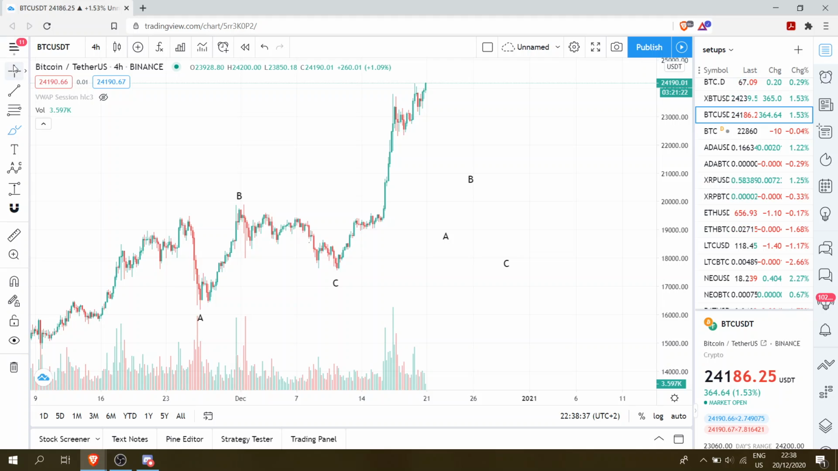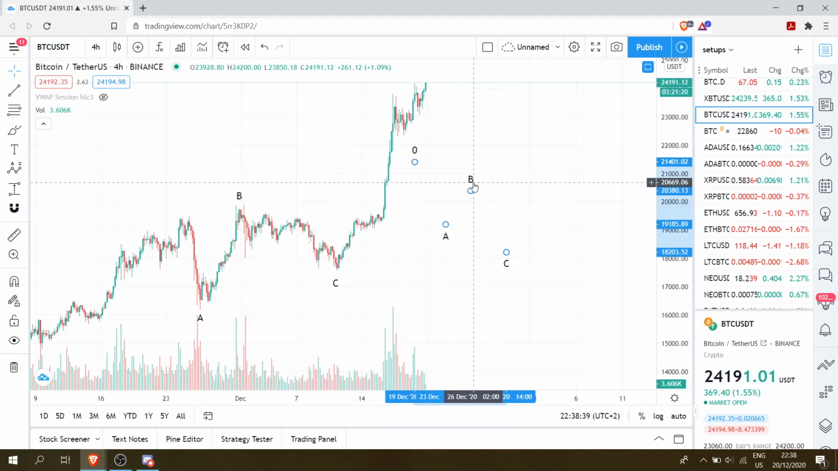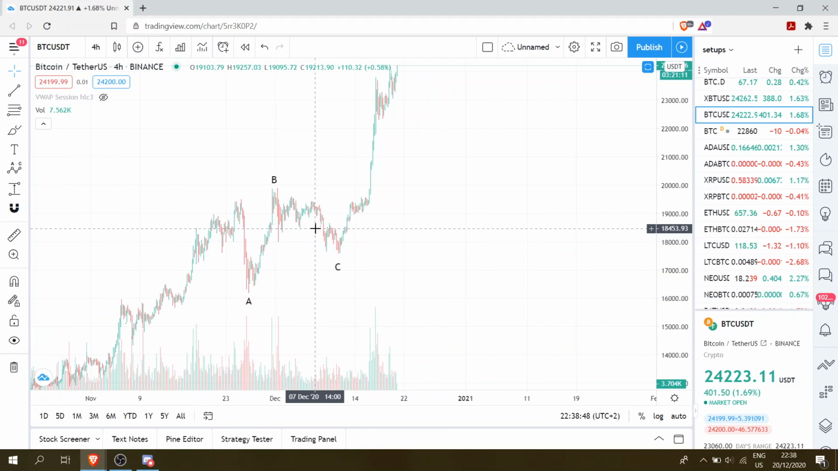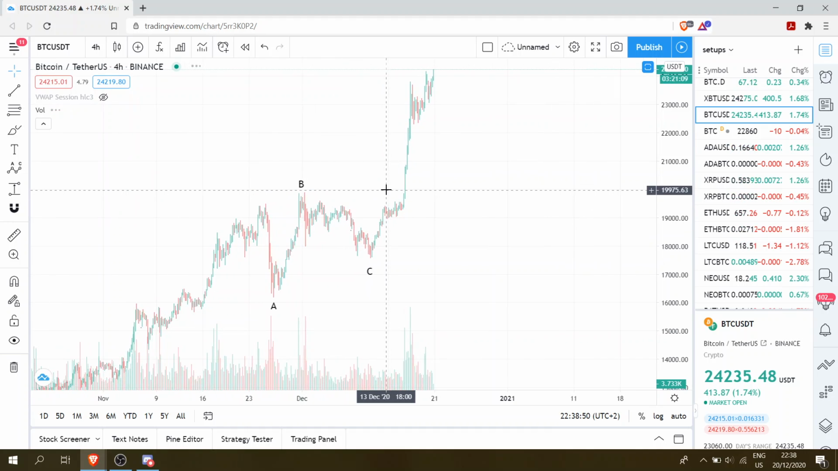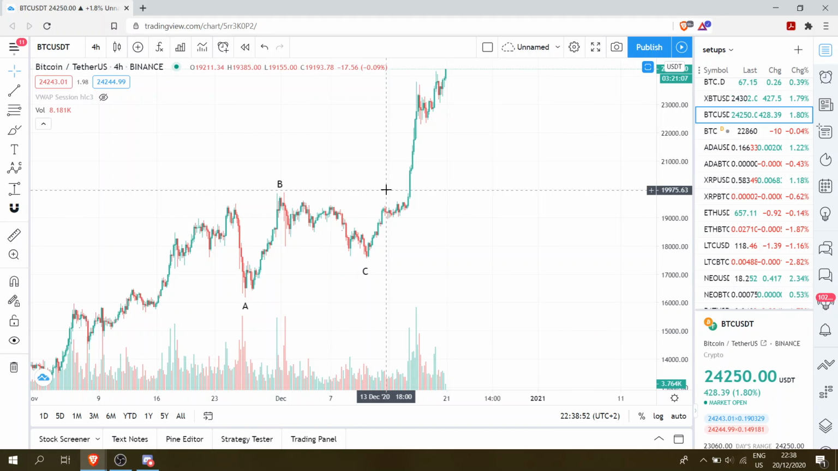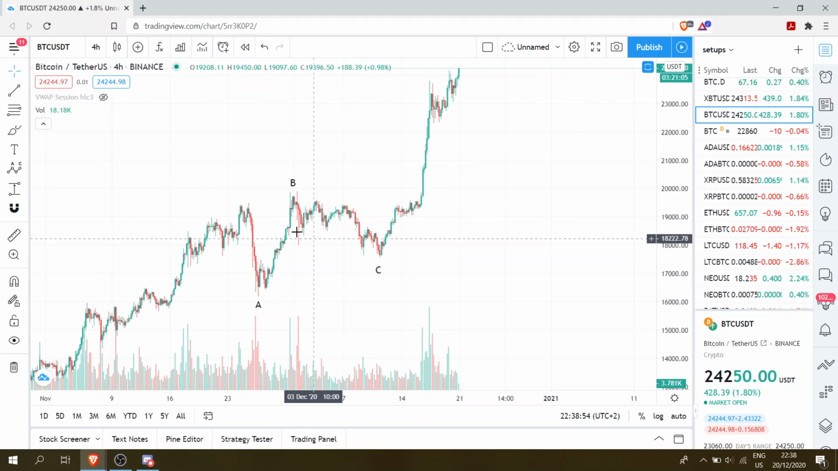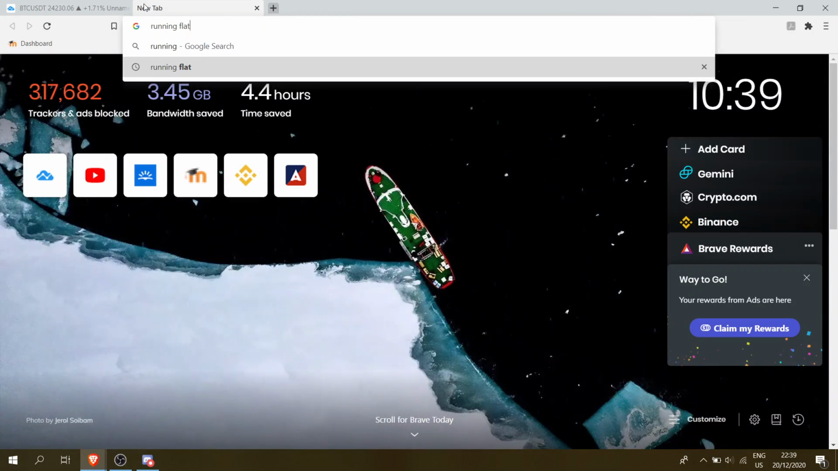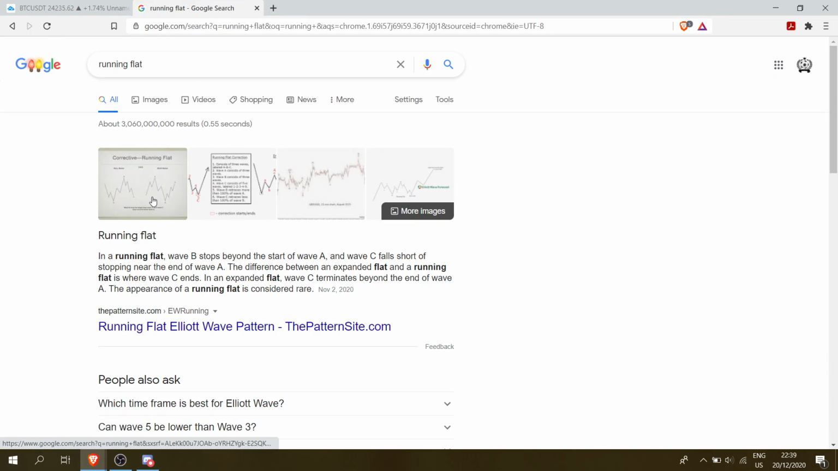But because we are in a bull market, corrections are shorter. Pullbacks are actually non-existent, if we can say so. So I see this as a running flat, and let me actually show you where I came up with this. So this is the running flat pattern.